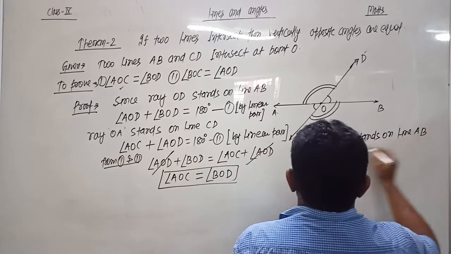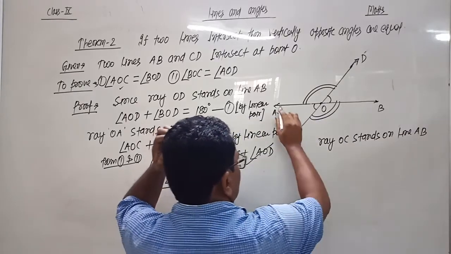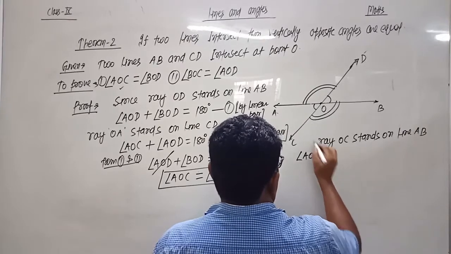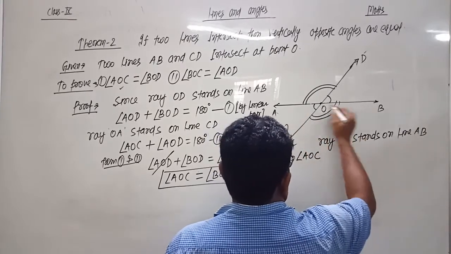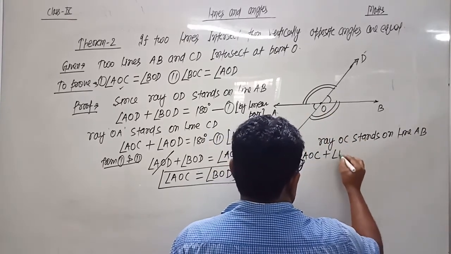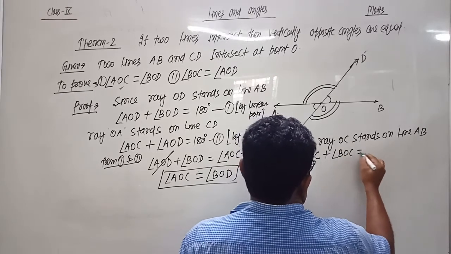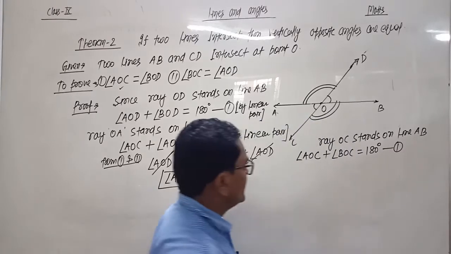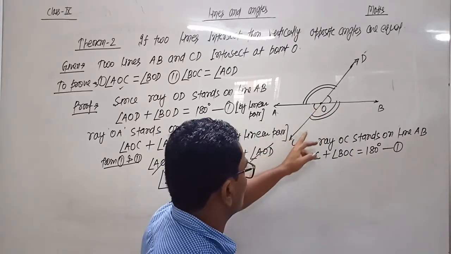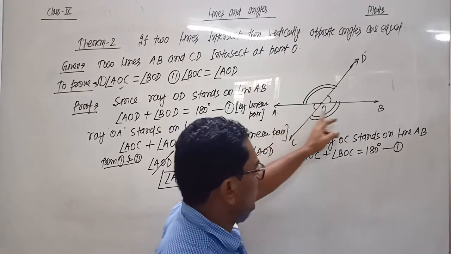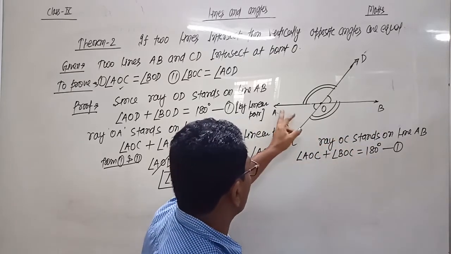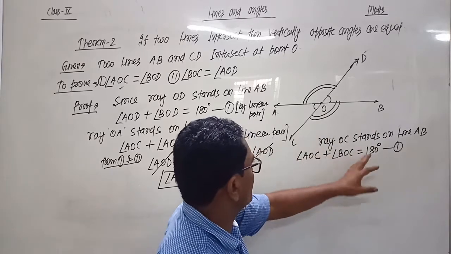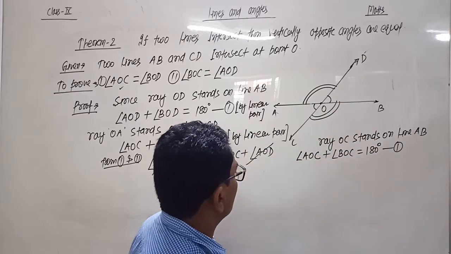So we can write that angle AOC plus angle BOC equals 180 degrees by linear pair. Since ray OC stands on line AB, therefore angle AOC plus angle BOC equals 180 degrees.